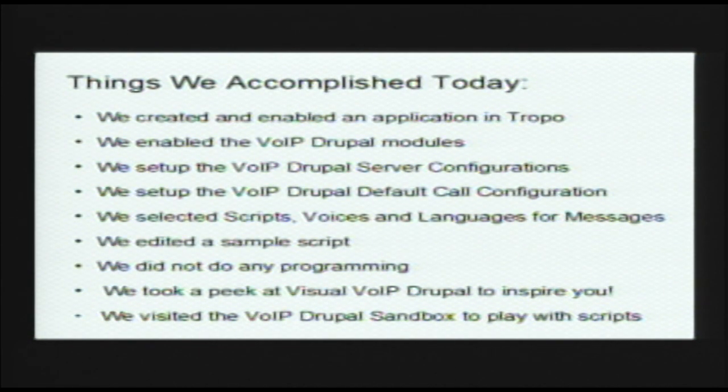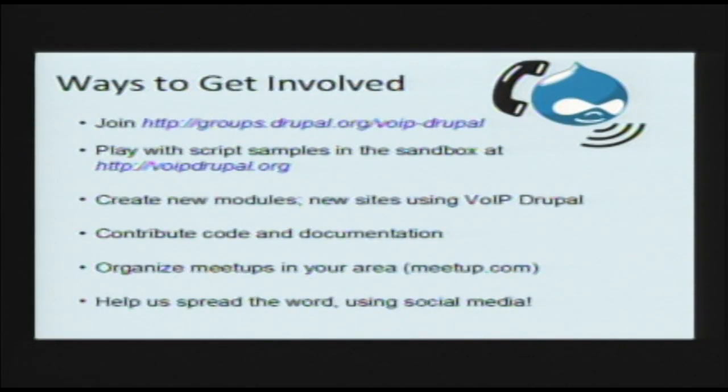Right, so things we accomplished today: we created and enabled an application in Tropo. We enabled the VoIP Drupal modules. We set up the VoIP Drupal server config and the VoIP Drupal default call config. We selected scripts, voices, languages for messages, and we edited a sample script. We did not do any programming, and we took a peek at Visual VoIP Drupal to inspire you. We visited the sandbox to play with the scripts.